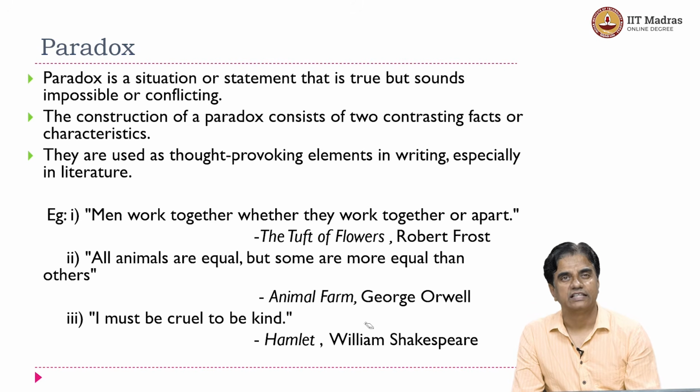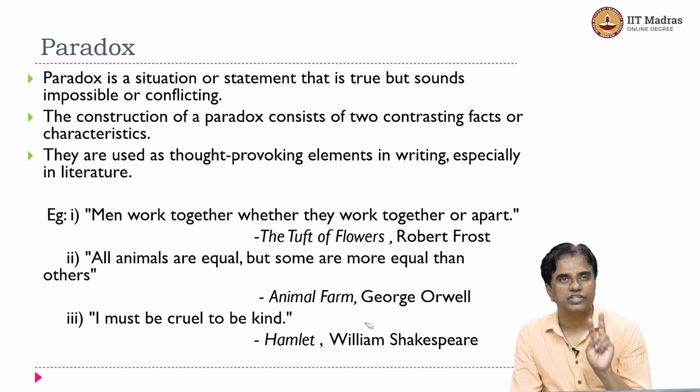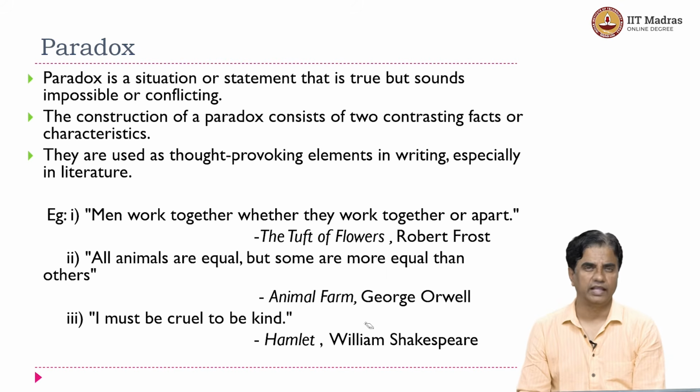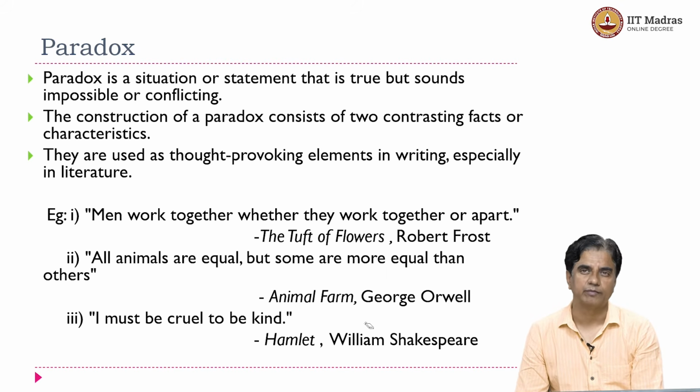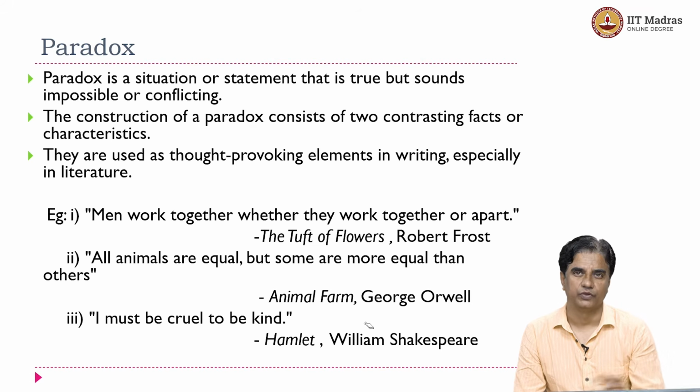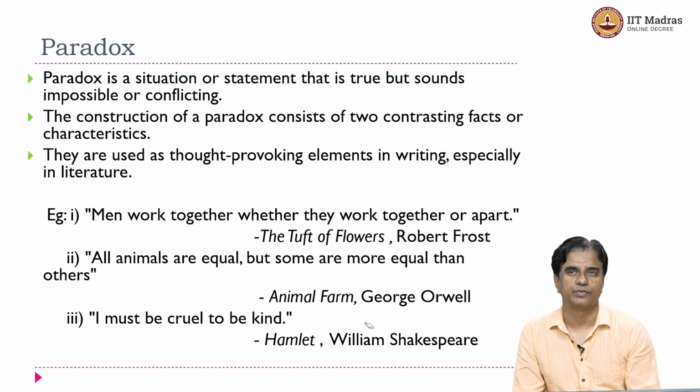The second one is that the construction of a paradox consists of two contrasting facts or characteristics, and they are used as thought-provoking elements in writing, especially in literature. So look at again certain examples, one is from Robert Frost: men work together whether they work together or apart.